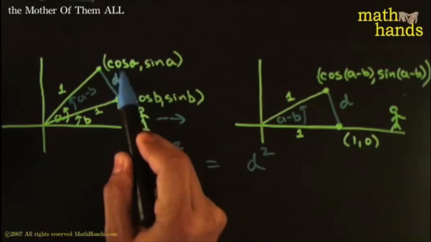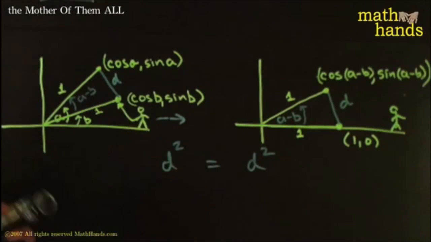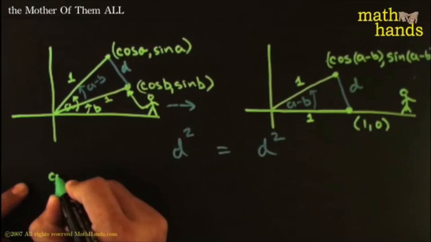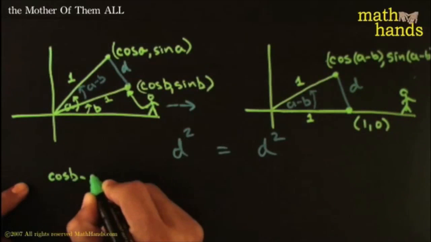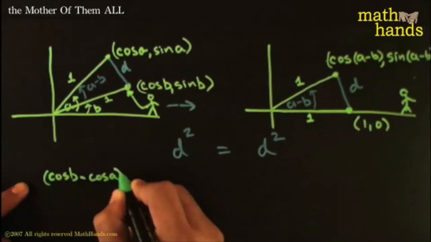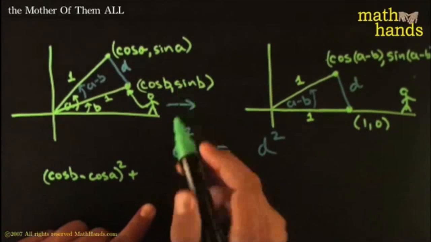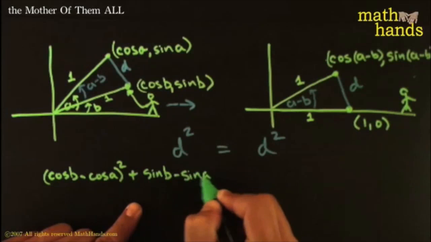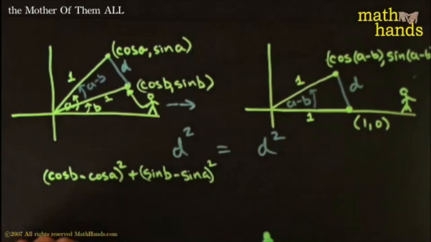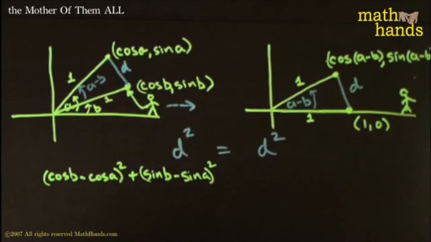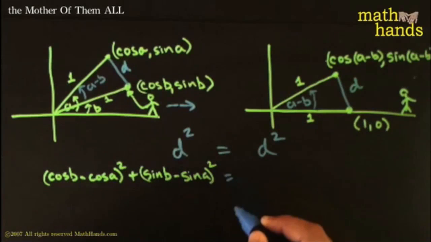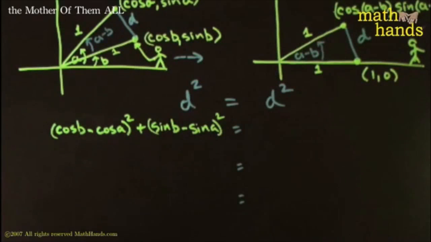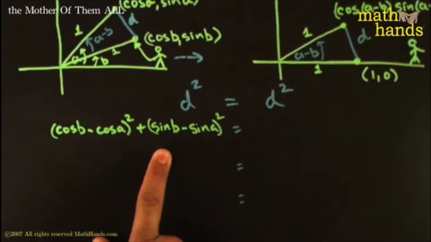So I gotta go difference of x's. So it'll be cosine, gotta do this slowly, cosine B minus cosine A, that quantity squared, plus sine B minus sine A, that quantity squared. That's what the left side equals. Okay? They're all going to be equal to the same thing. I'm just going to work on the left side for a little bit.